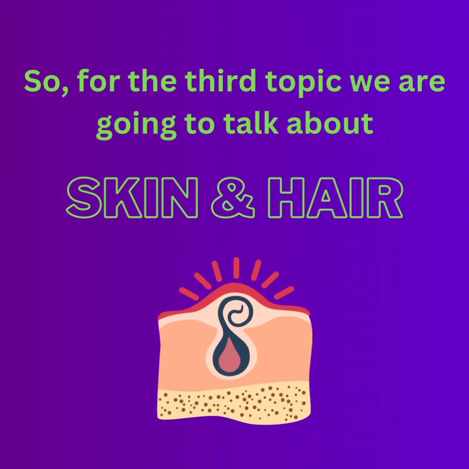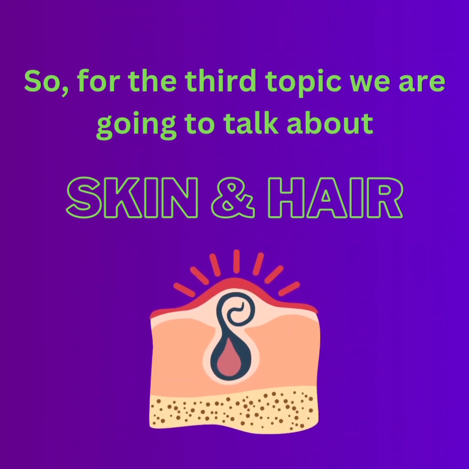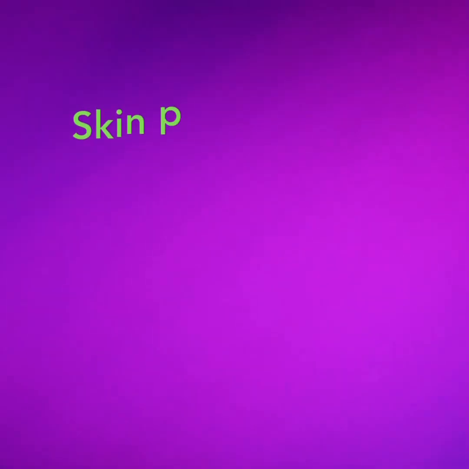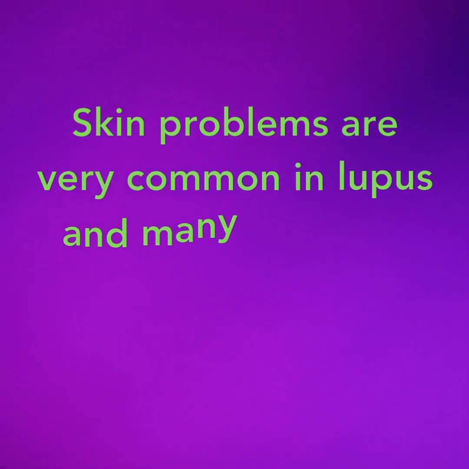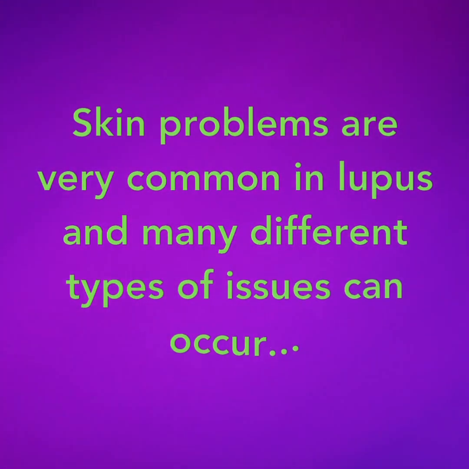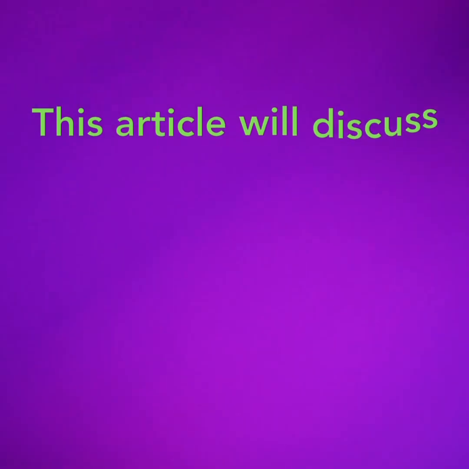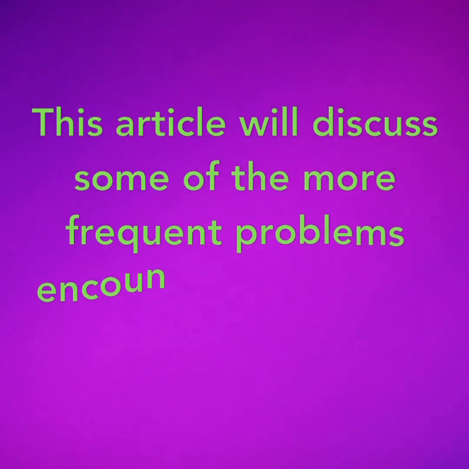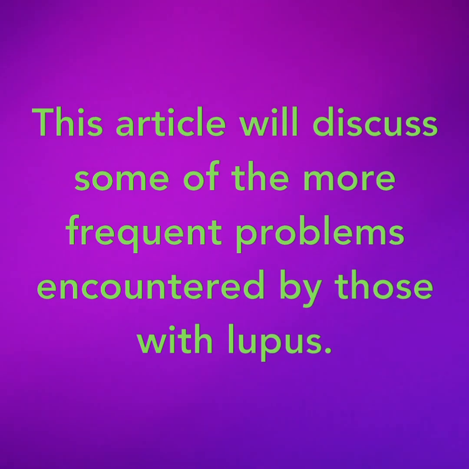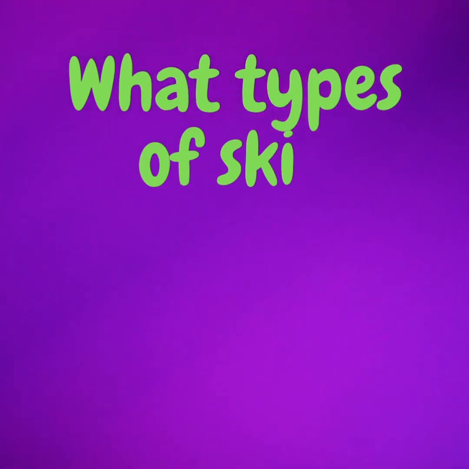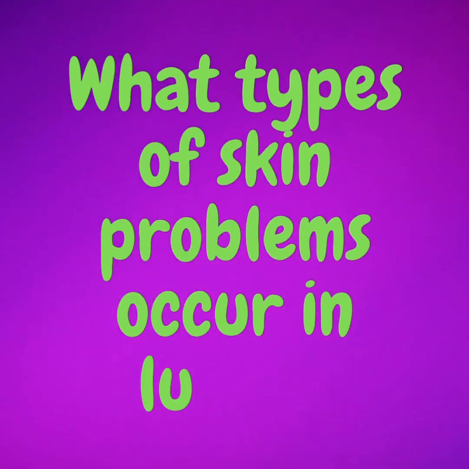So, the third topic we're going to talk about is the skin and hair. Skin problems are very common in lupus and many different types of issues can occur. This video will discuss some of the more frequent problems encountered by those with lupus. So what types of skin problems occur in lupus?